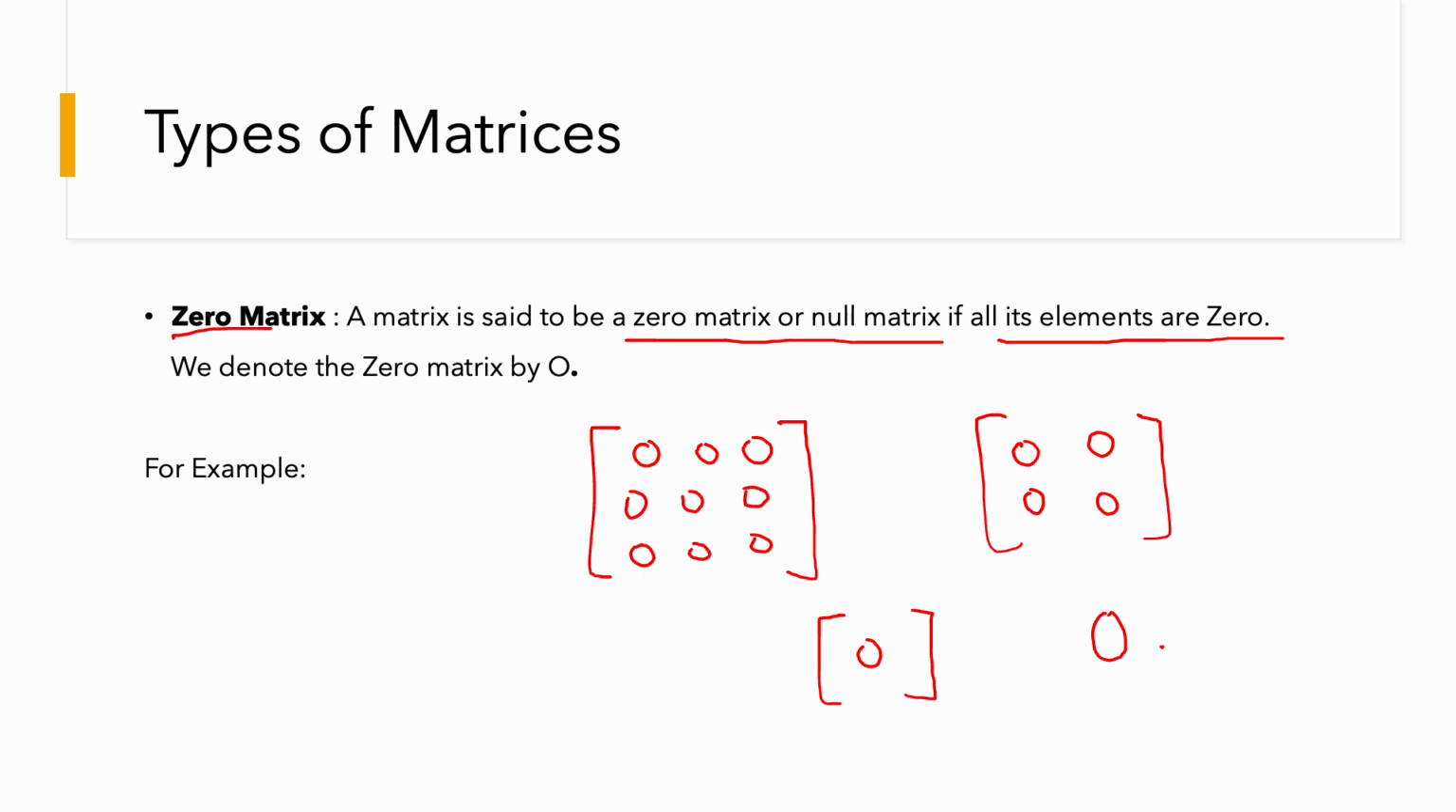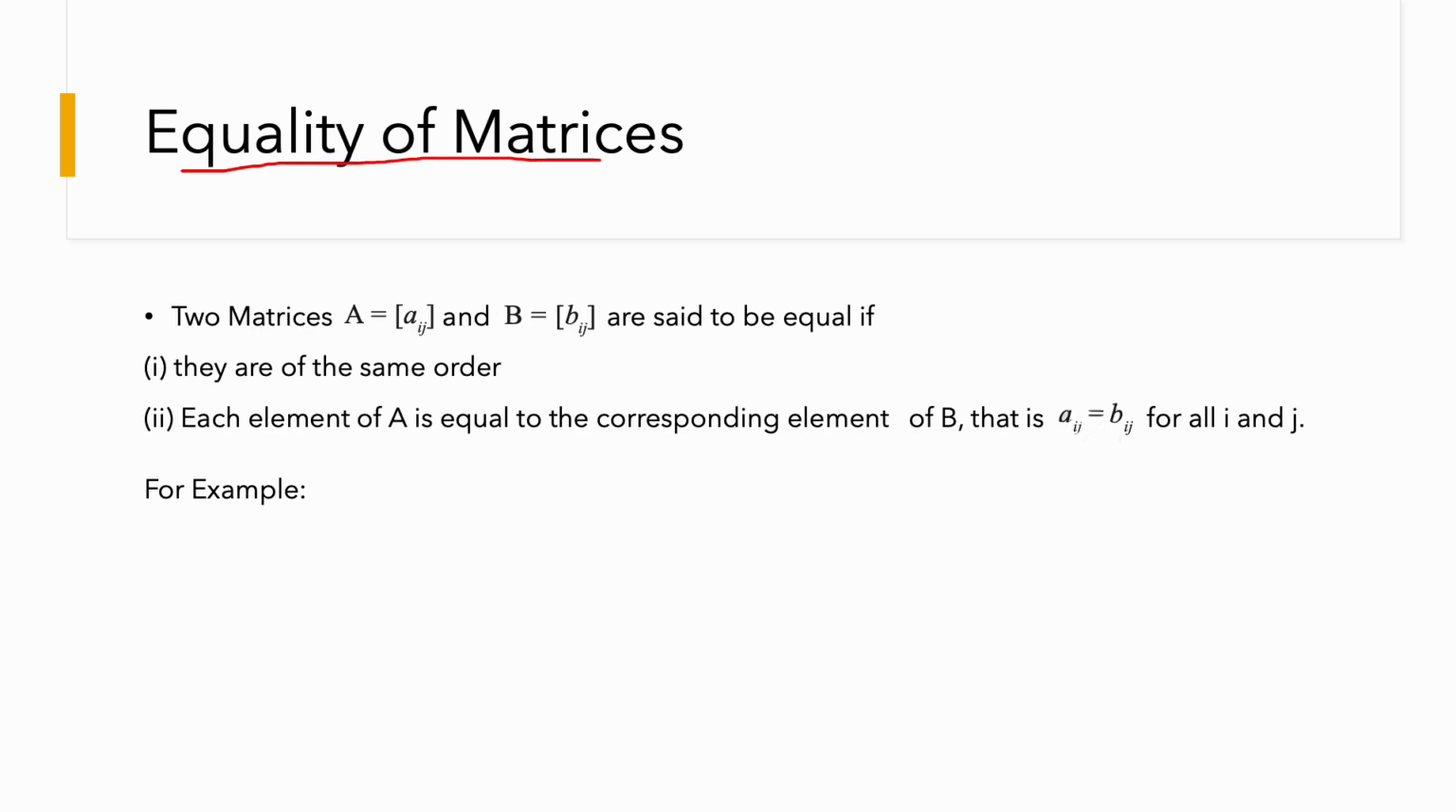Next is equality of matrices. So two matrices A and B would be equal if they have the same order. So if one matrix is of the order 2 by 2 or 2 by 3 or 3 by 3, the other matrix B has to be of the same order, right? And the second condition for equality of matrices is that each element of A is equal to the corresponding element of B, right? That is, Aij should be equal to Bij for all i and j.